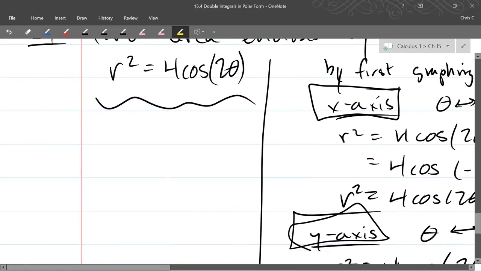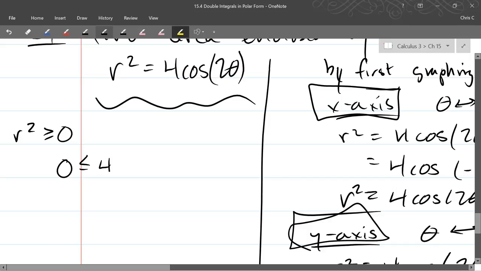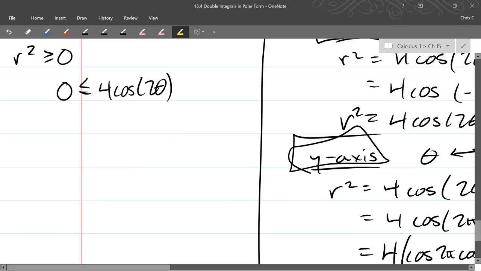And just looking at this, r squared, because it's squared, not going to be negative. So I want to know when this is positive. So that's an alternative way to do it. I see that r squared can't be negative, so it's got to be 0 or more. So what theta values make the right side not negative? And you could, again, do what we did last time, set it equal to 0, and then figure out between which solutions we are going to actually use.